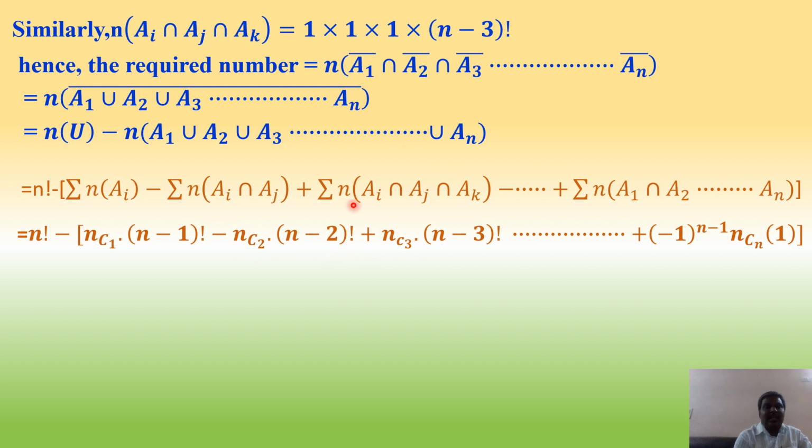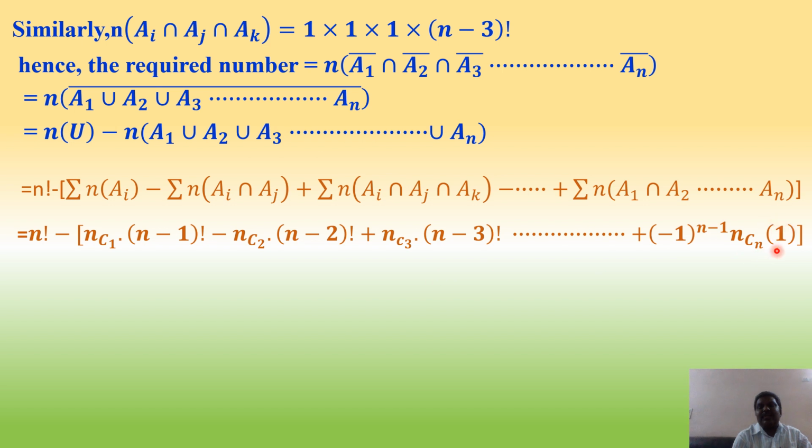Similarly, how many ways can we select these three sets out of n sets? NC3 ways. In each case, how many arrangements are there? N minus 3 factorial ways. Why n minus 3 factorial? 1 into 1 into 1 into n minus 3 factorial. Already we proved. So in the same manner, and so on up to plus minus 1 whole power n minus 1 into NCn into 1.